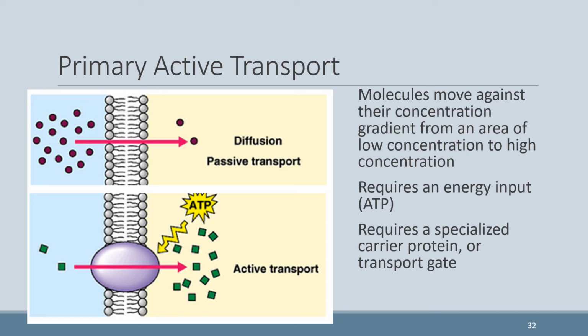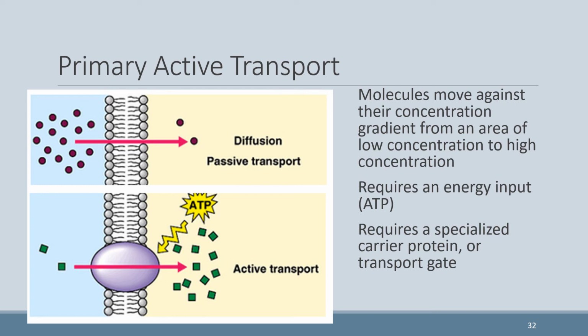When we look at active transport, it is going to require some level or some type of energy input. So molecules are going to move against their gradient. So they're going to move from an area of low concentration gradient to an area of high concentration gradient.